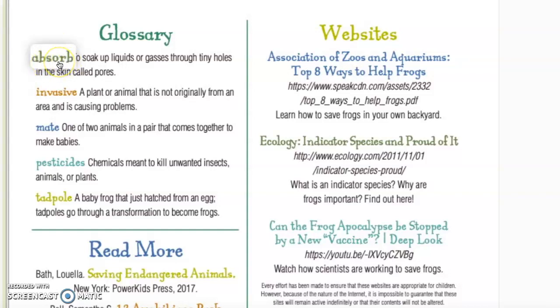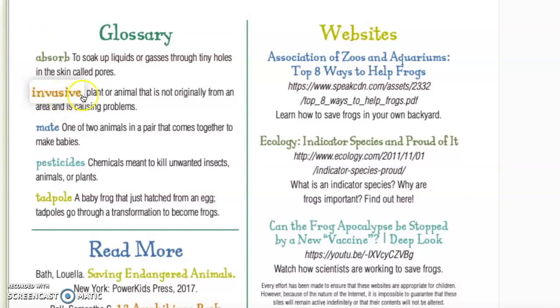Absorb is the first word. Absorb means to soak up liquids or gases through tiny holes in the skin called pores. So if you have a sponge and you put water on that sponge, the sponge will absorb the water. So that's using absorb as an example. Okay? It's soaking up that water. It's absorbing the liquid.